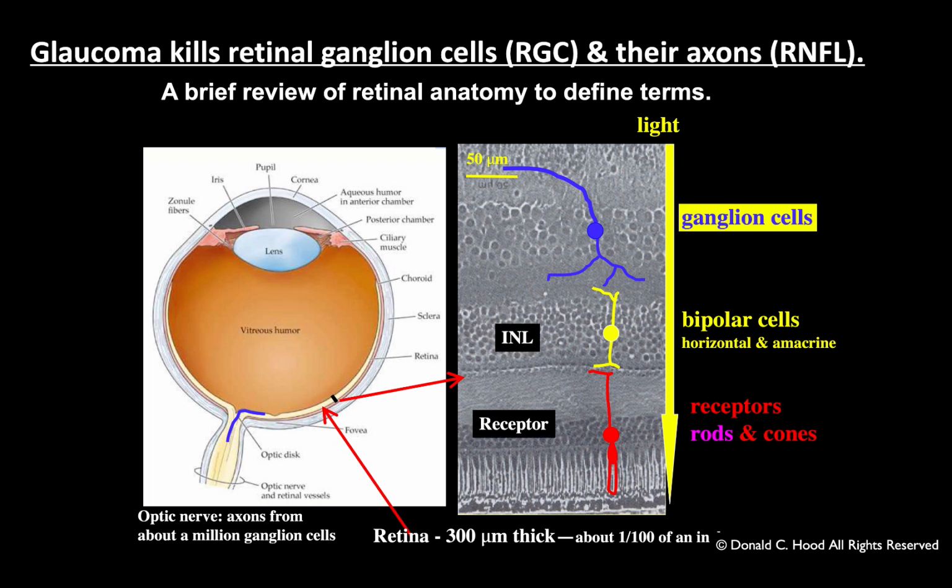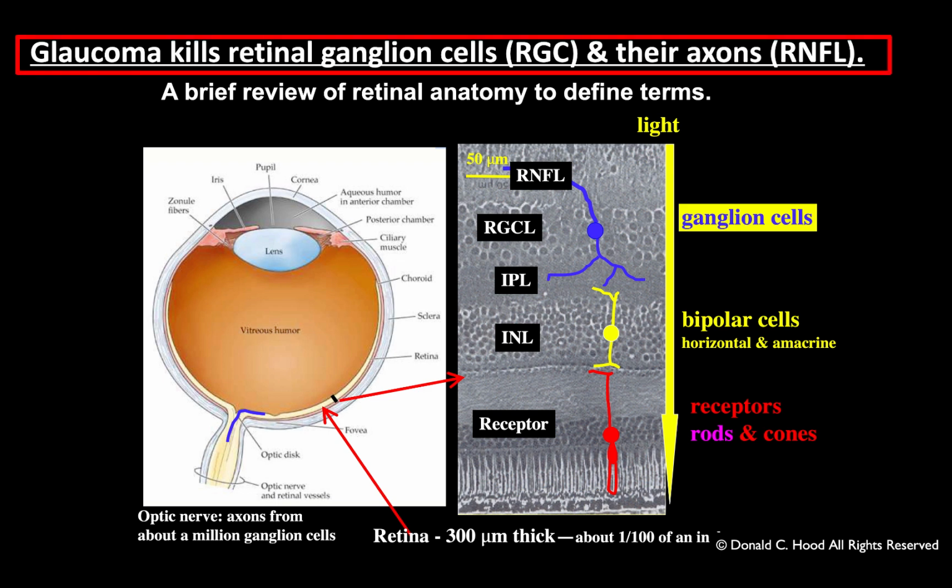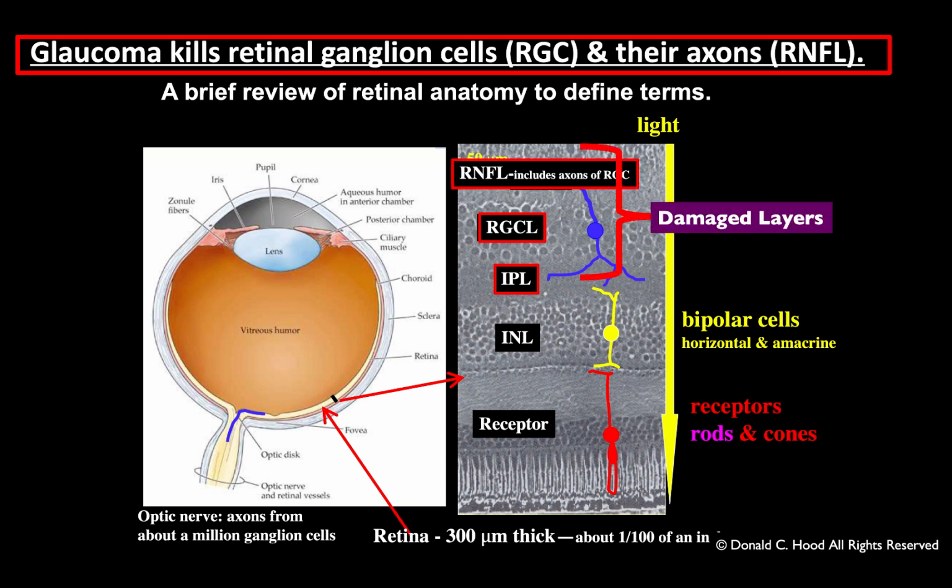So receptors, internuclear layer, then the layers that are important to us, the interplexiform layer, where these synapses take place, retinal ganglion cell layer, and retinal nerve fiber layer. And the retinal nerve fiber layer contains the axons of the ganglion cells. It also has blood vessels and glial tissue. All right, so again, glaucoma kills retinal ganglion cells and their axons. So this layer is affected, as is this, as is this. So these are the layers that are damaged by glaucoma.